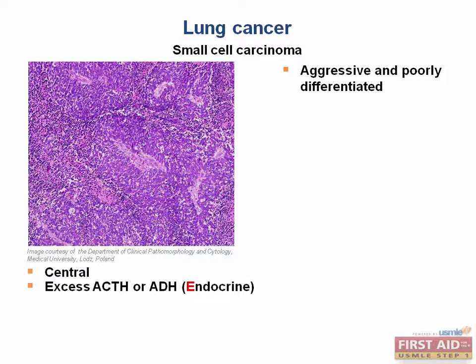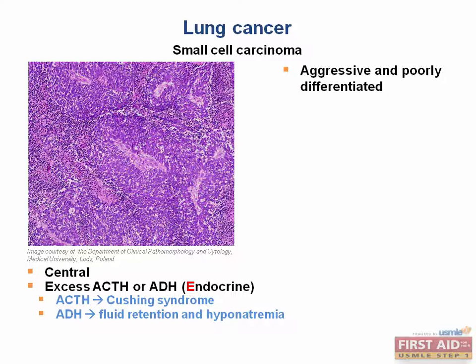It can produce excess ACTH or ADH and cause different paraneoplastic syndromes. Now think for a moment how these might clinically show up. With excess ACTH, you may have excess cortisol release. Now, can you think of a very commonly tested endocrine disorder that involves excess cortisol levels?